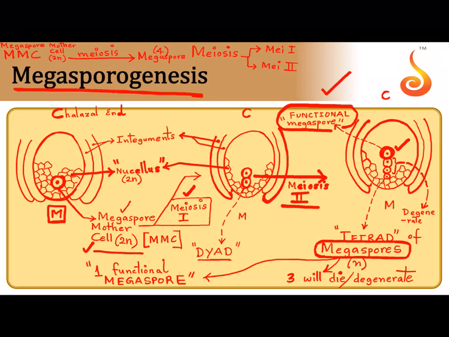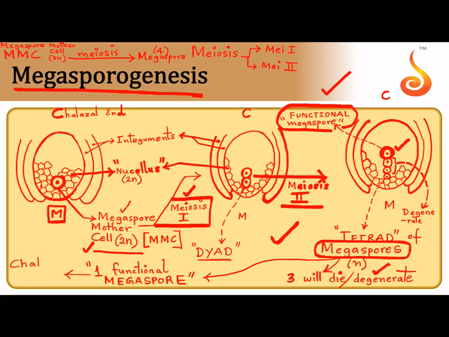Clear? So one megaspore mother cell which came from the nucellus underwent meiosis 1 and then it underwent meiosis 2 to form a set of first a dyad and then a tetrad. Now look at the bottom of the page. Here all of you look at this bottom of the page. Out of the 4, 3 will degenerate and only one survives. Please remember, where is the surviving megaspore usually? In the chalazal side or the chalazal end. Did you understand? Okay.